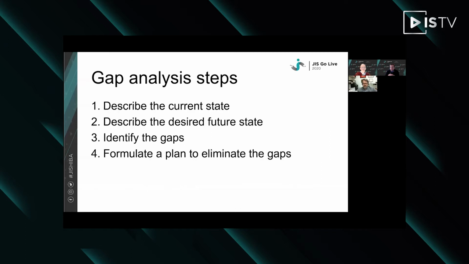The general steps in a gap analysis, even if it's informal: you really need to first describe the current state of your system. If you don't understand how your system works and what it's capable of, it's very difficult to know how you're going to get to your desired future state, which is step number 2, to actually describe that future state. And then, of course, if you compare your current state to your future state, you will then be able to identify the gaps. And the last step is to formulate a plan that will eliminate these gaps.